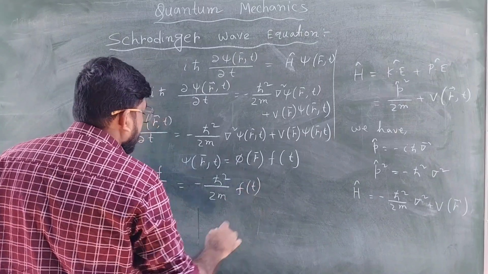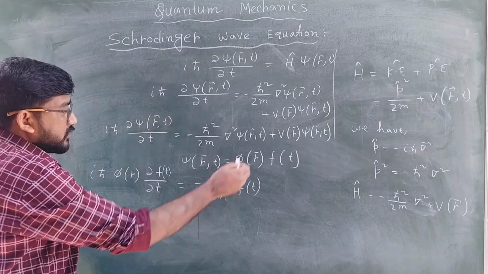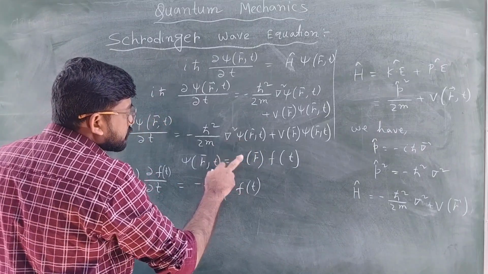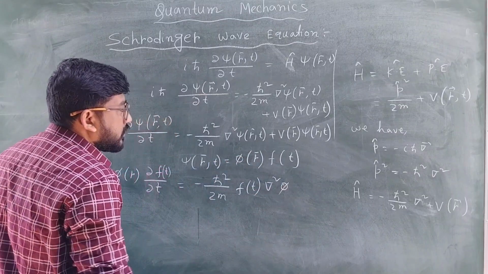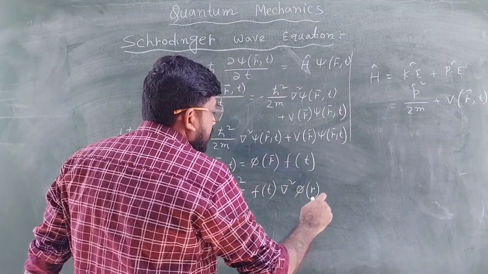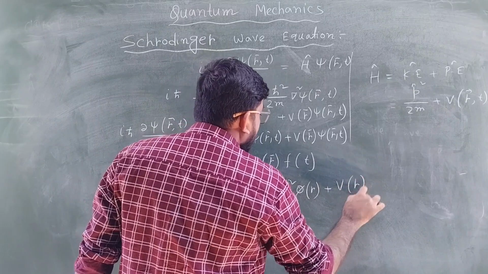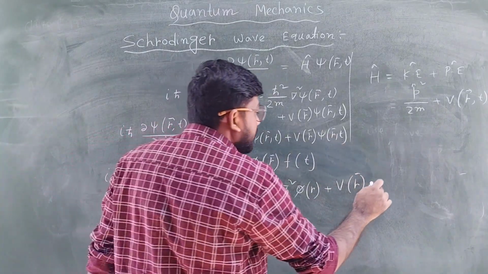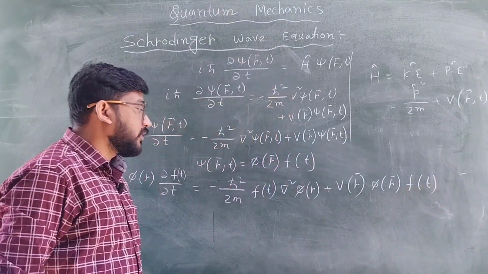Again here we have del square ψ(r,t), but del will operate only on the function of r, so f of t will be outside here. You can write f of t or simply f, it does not matter, but you have to remember that this is a function of time. So f of t, and you have del square of φ, which is also a function of r, and then plus V as a function of r, and for ψ, this is φ of r and f of t.